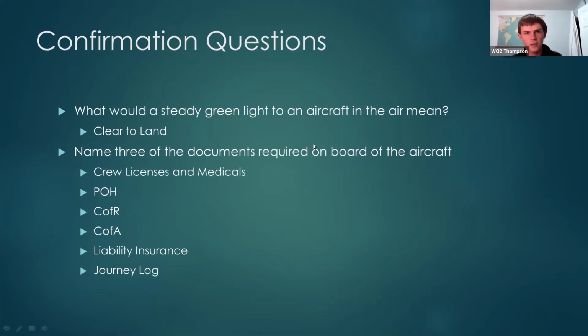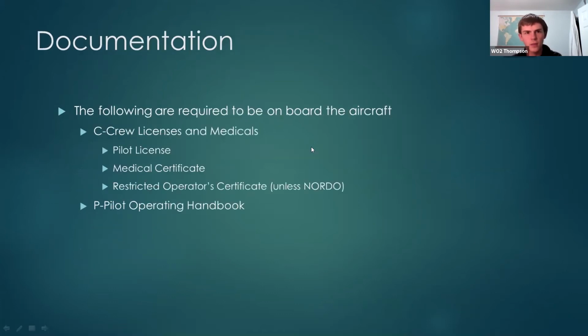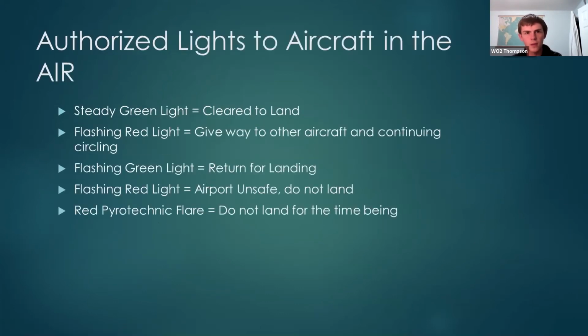Air signals. Authorized lights to aircraft in the air. Usually there's a table that goes along with this, but if you're trying to remember this, green is good, green means go. Steady is cleared to land in the air.